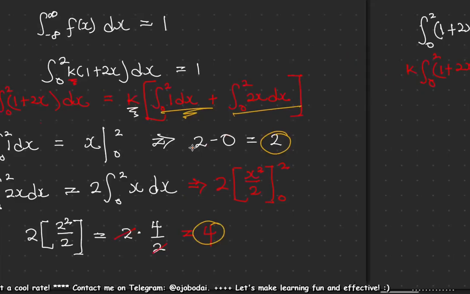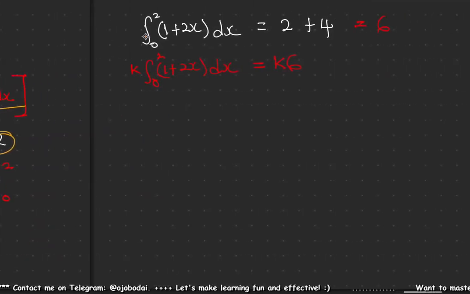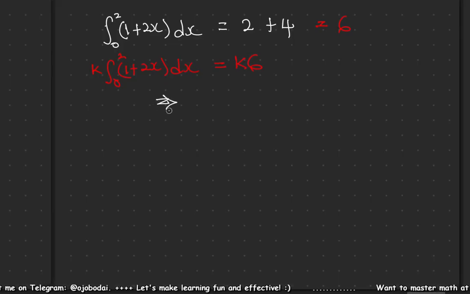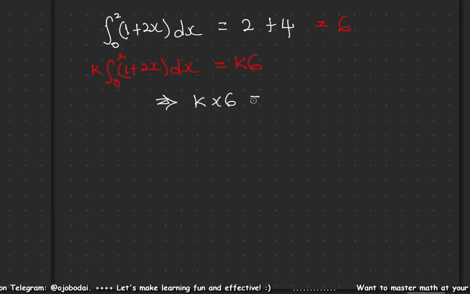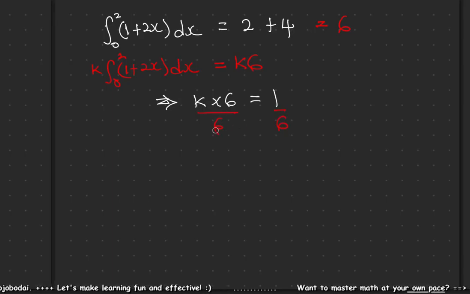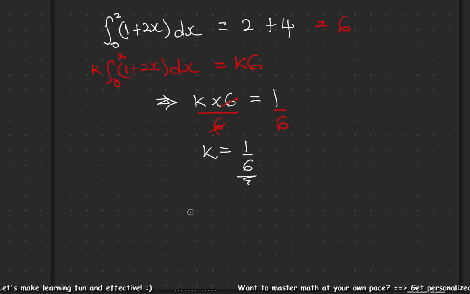We remember that we said we are applying this word normalization here, right? Which means the area under the curve should give us 1. So we come back here and say that it implies that our k times 6 should be equal to 1. Then we make our k the subject. How do we do that? We have to divide both sides by 6, and this cancels this, and we are left with k being equal to 1 over 6. You see? So this is our k we want, and hence that question has been solved, right?